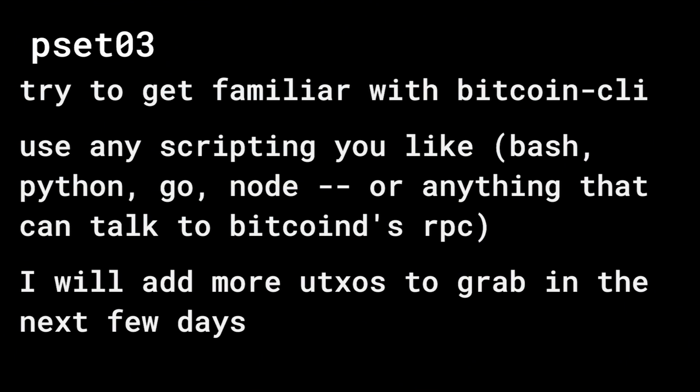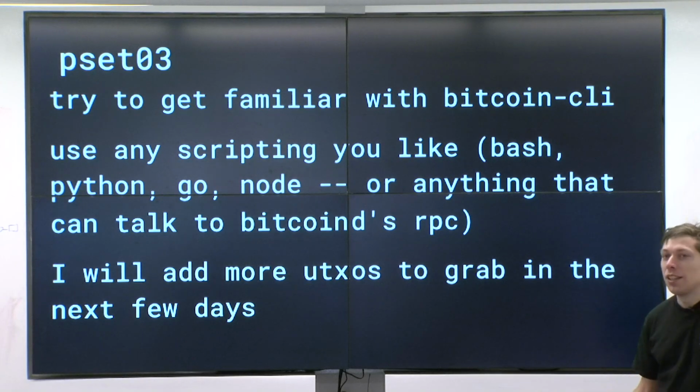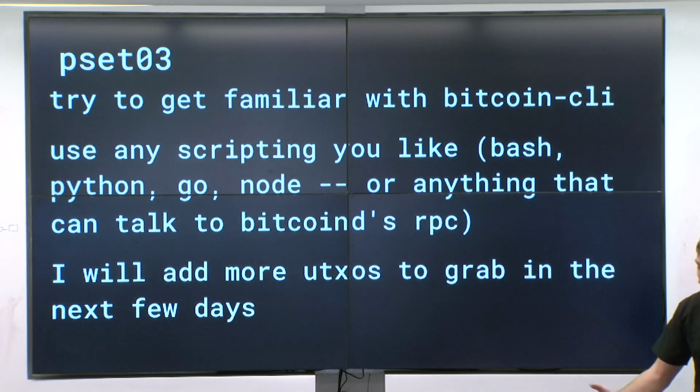I will add more UTXOs to grab in the next few days, so that might be fun. If you wanted to be a jerk, you could just steal all the money, and then no one else could do it, but please don't do that. This is not as adversarial a setting as actual Bitcoin. If someone does it, I'll be like, okay, fine, and I'll just reseed it. But hopefully we don't have too many trolls trying to prevent everyone from having fun with this assignment.